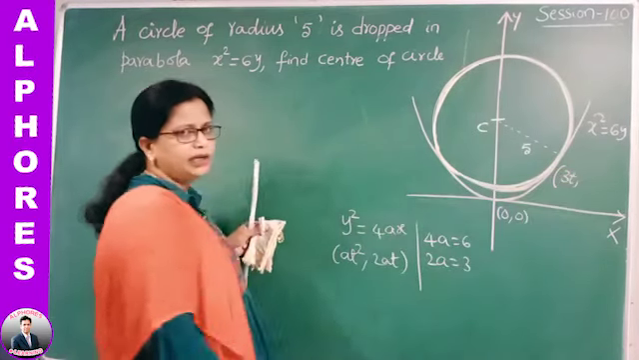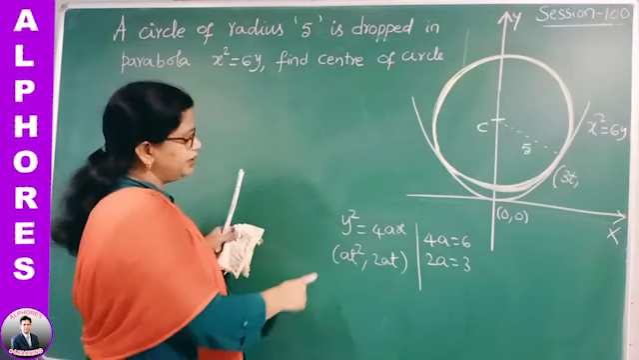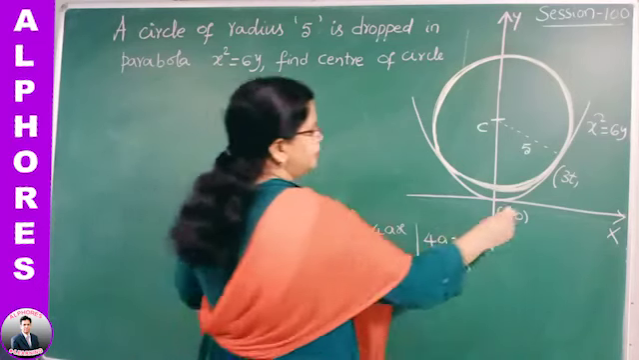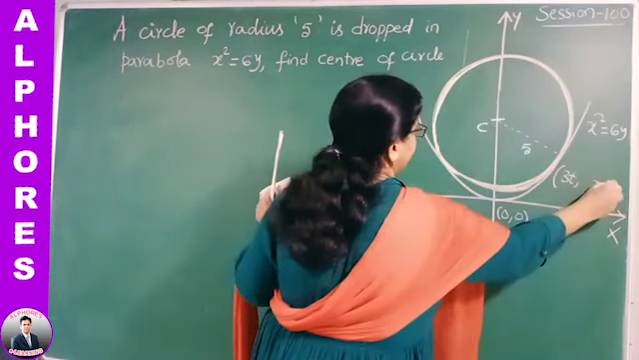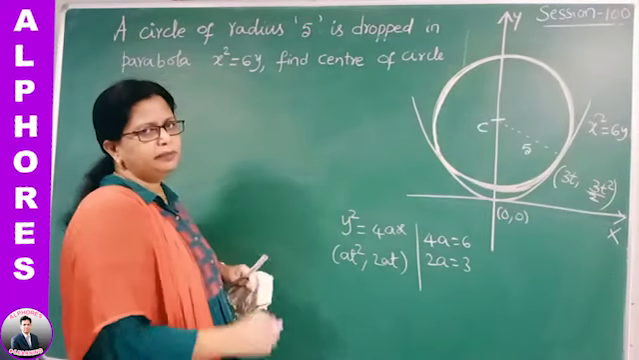Okay, (2a, at²). At² means what is the value here? a means 3 by 2. So 3t² divided by 2. So this is the point we can consider on the parabola.